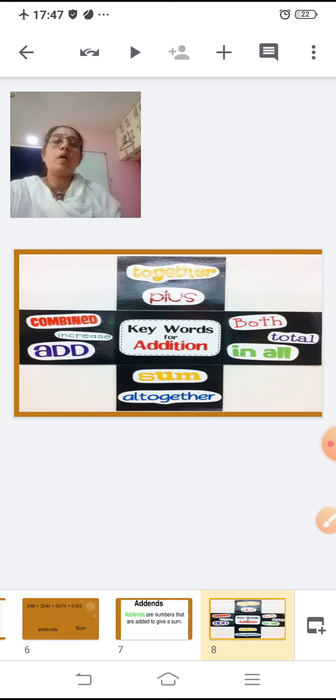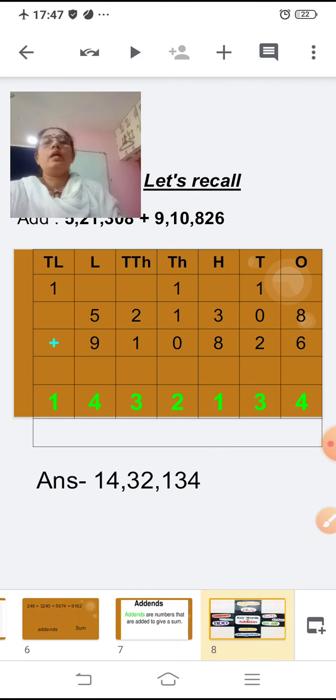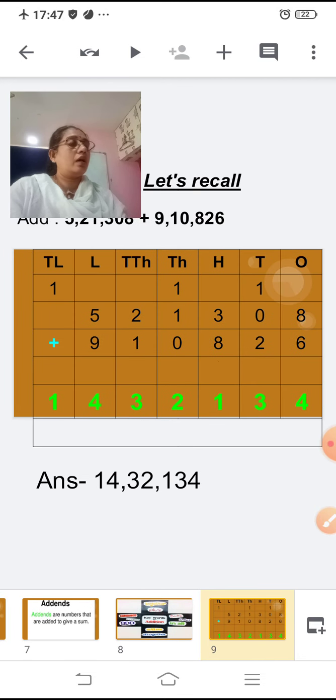There are also words like both, total, in all, combine, add, increase, what is the sum, or all together. All these words tell us that you have to add the numbers, or that the sum is an addition sum. You have to keep these words in mind while doing addition sums. Now you must have learned to add 5-digit and 6-digit numbers in your third and lower classes. Let us revise some sums based on addition of 6-digit numbers.